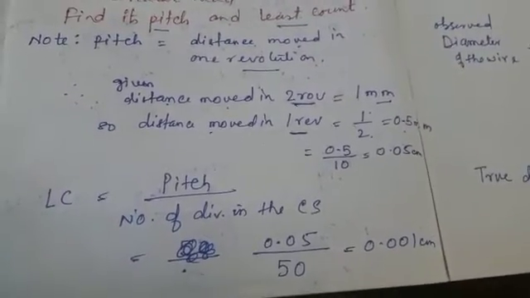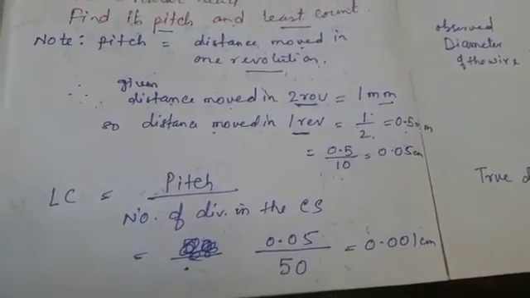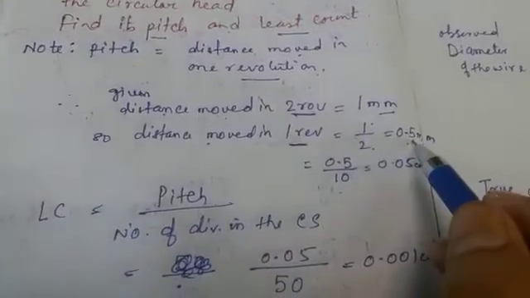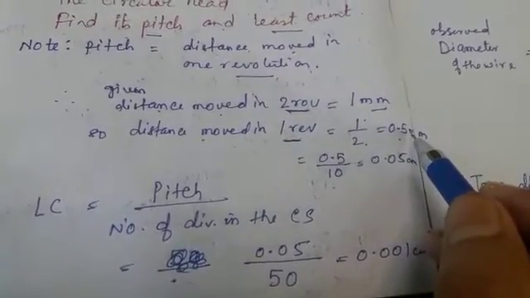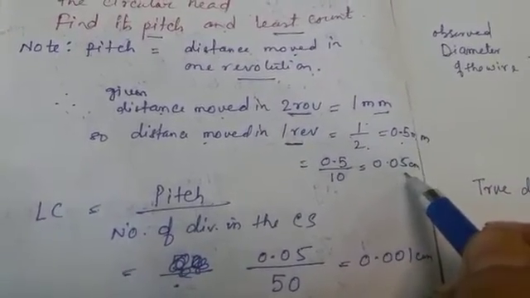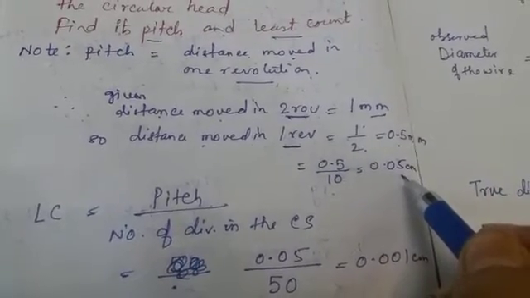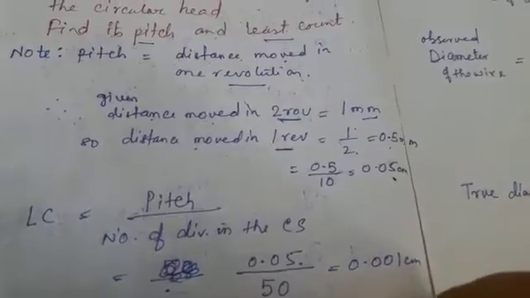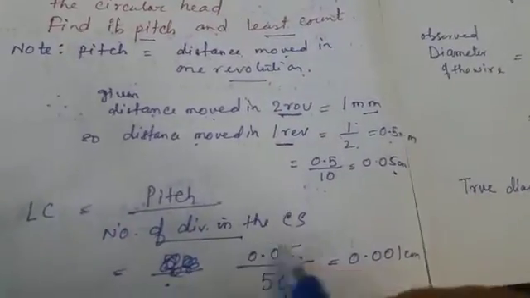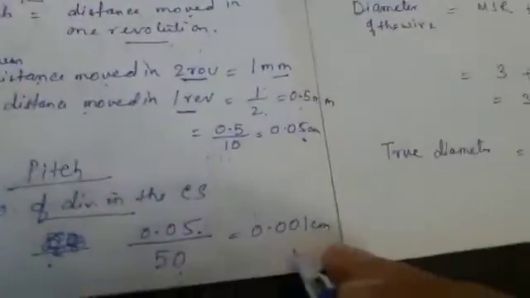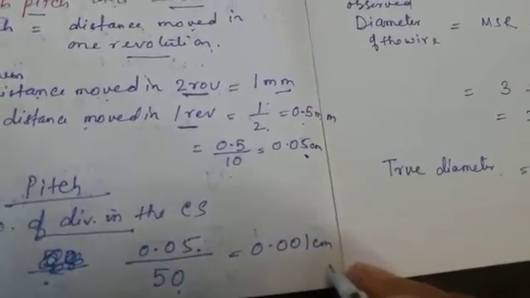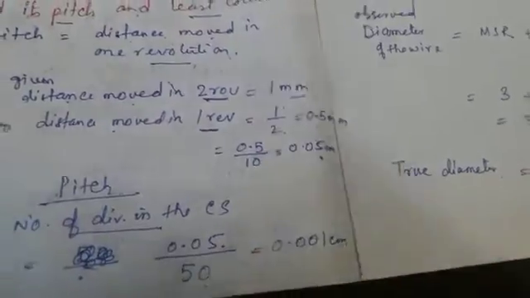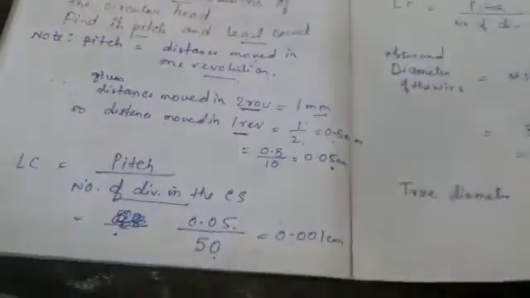Now least count we have already learned in our screw gauge theory module. So least count is pitch by number of divisions in the circular scale. So for pitch you can place either 0.5 millimeter or 0.05 centimeter, whatever you want. So I am putting 0.05 centimeter by 50, the number of divisions in the circular scale, which is given in the question only. So by 50 you will get 0.01 centimeter as the answer of least count. So I hope it's clear. Everything is from the theory only.